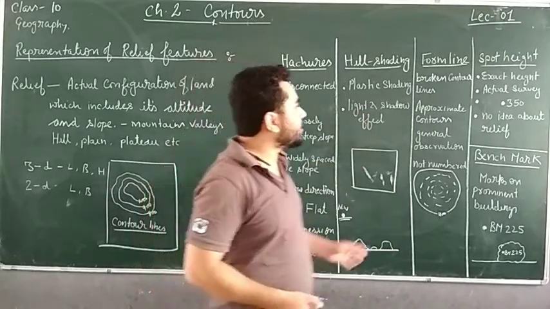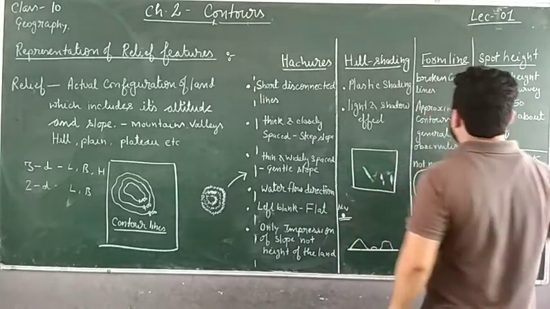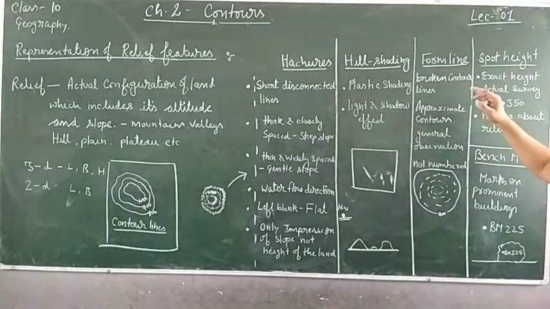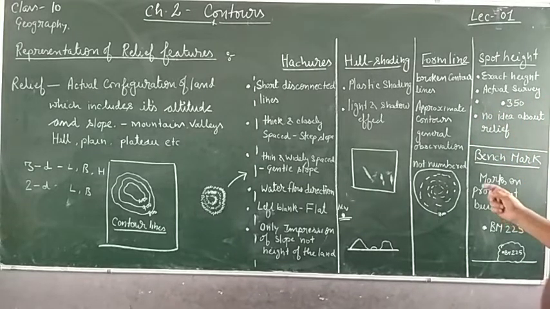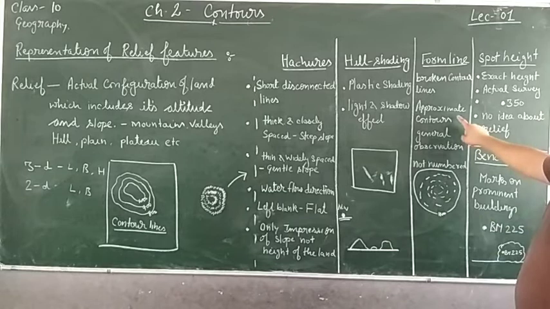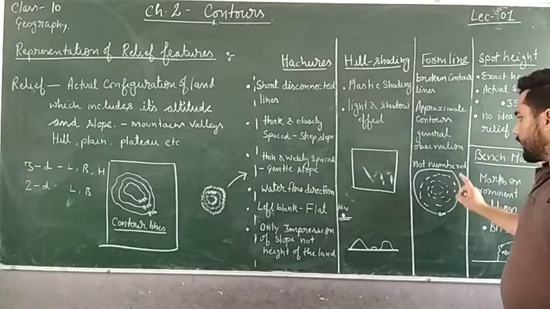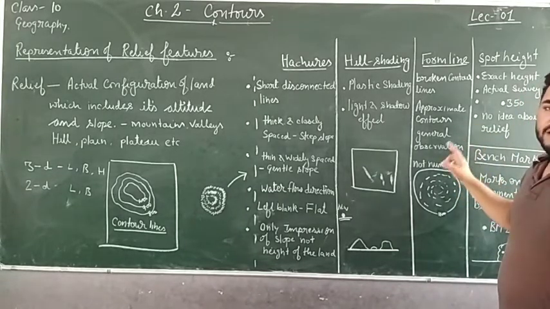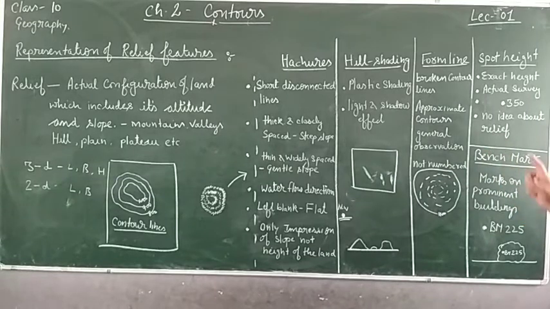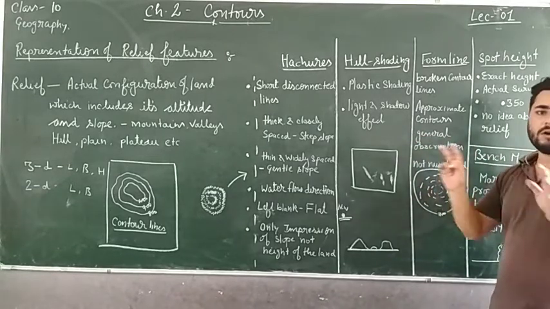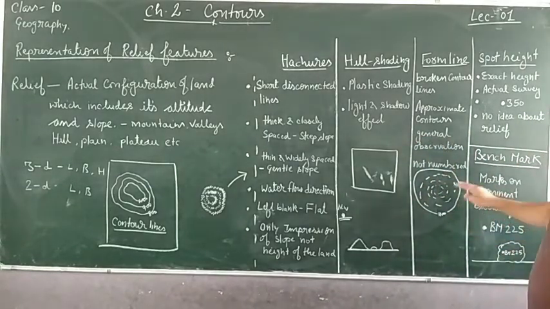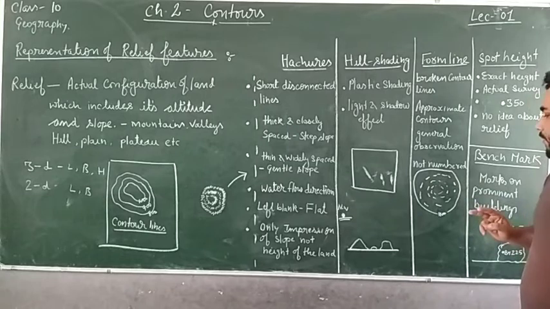Now the third thing is form lines. These form lines are, you can say, broken contour lines. These lines give the approximate idea of height. These are also called approximate contours, right? These are based on observation, not on real survey. And these lines are not numbered, right?